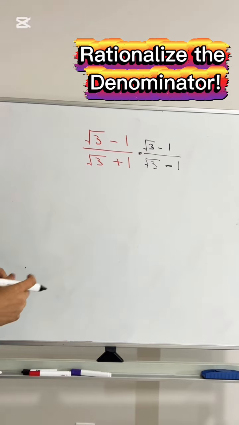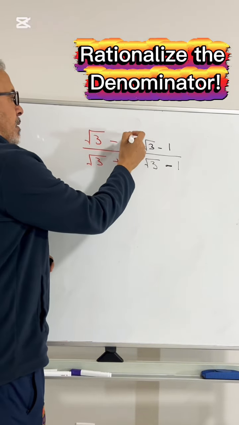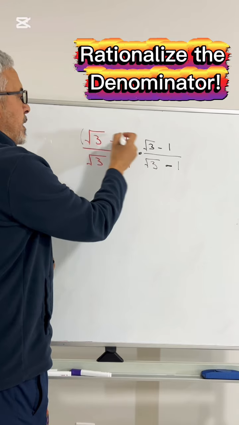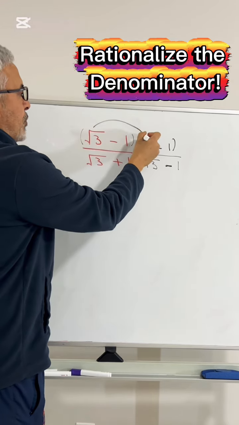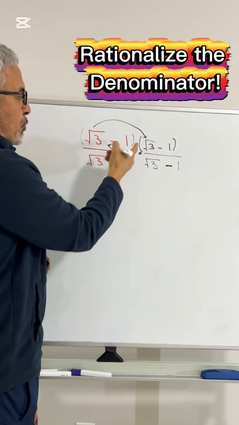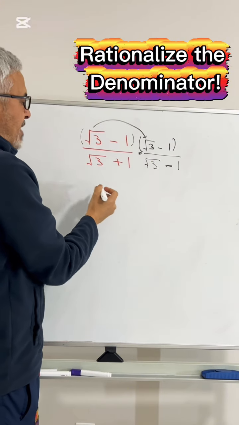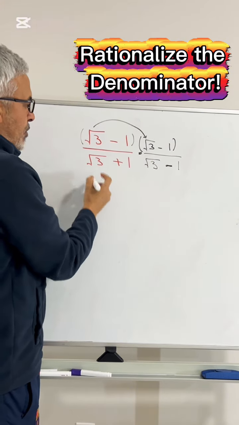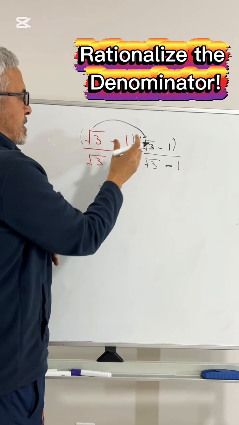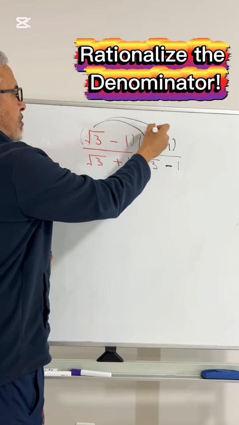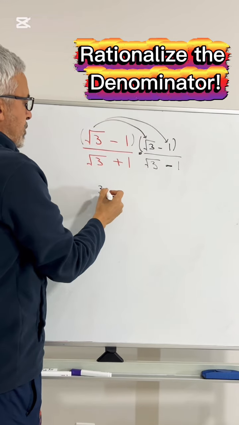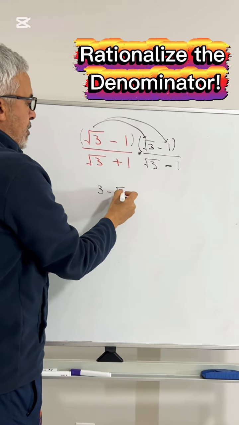Now, in here, we just have to FOIL this. So root 3 times root 3, that's going to be root 9. But you know square root of 9 is 3. Or also when you multiply a root by itself, you just get rid of the root and you get that number. Also we have to multiply the root 3 into the negative 1, so that's going to be minus root 3.